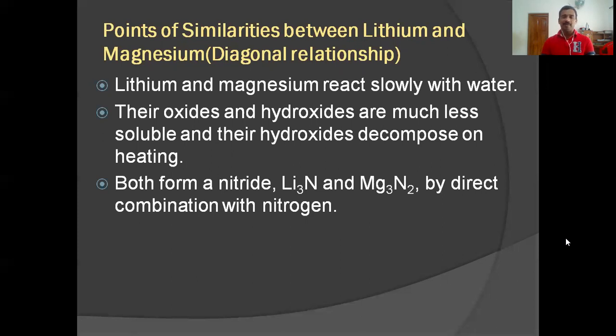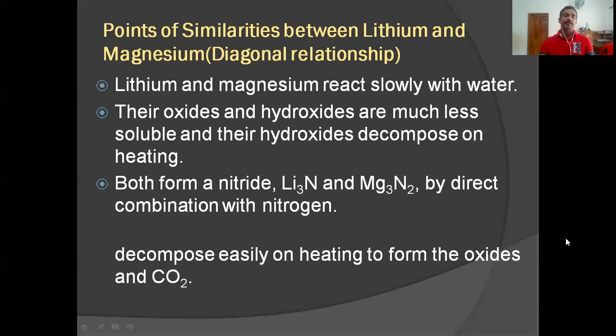Lithium nitride, Li3N, and Mg3N2, magnesium nitride. But other alkali metals have no reaction with nitrogen in the atmosphere. Sodium has no reaction with nitrogen at any temperature. But lithium forms a nitride like magnesium.